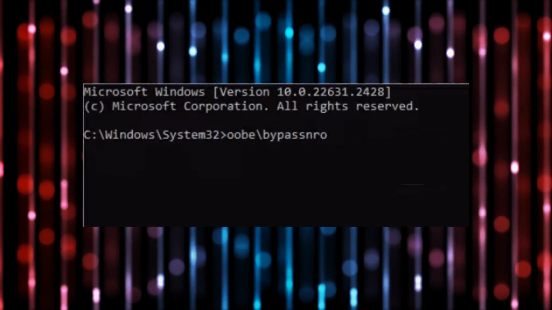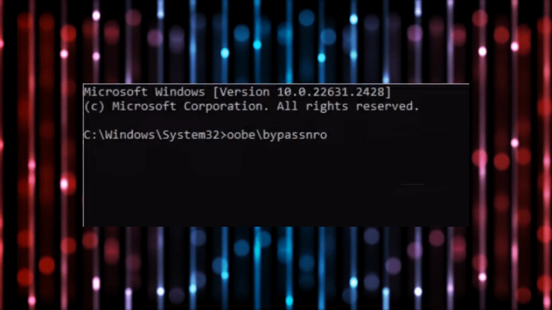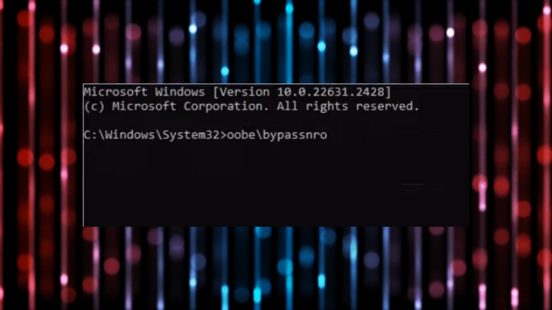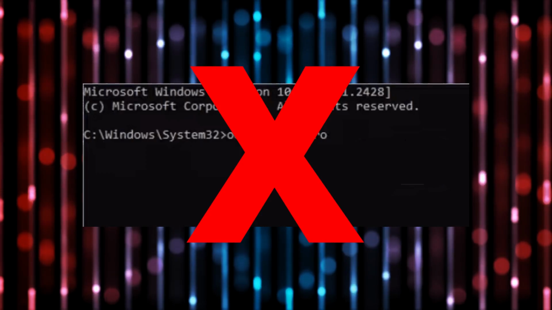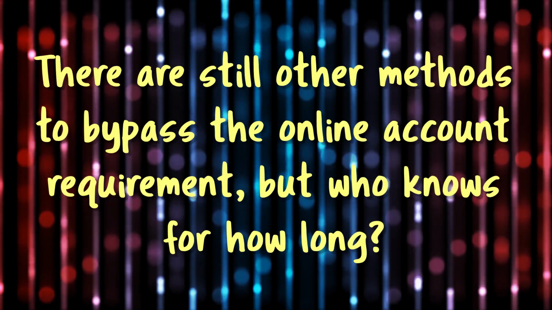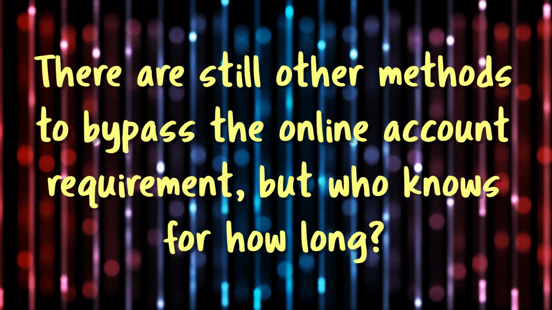So one of the ways of getting around using a Microsoft account is there's a command you can run while you're installing Windows. It's a bypass NRO command line prompt that you can put in there. Well, they've disabled that. Microsoft has disabled that now. There are still other ways you can use to bypass needing to sign in with a Microsoft account, but no doubt those will disappear as well.